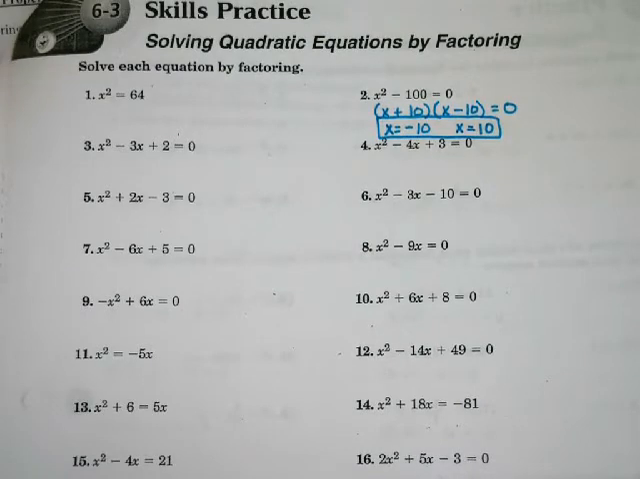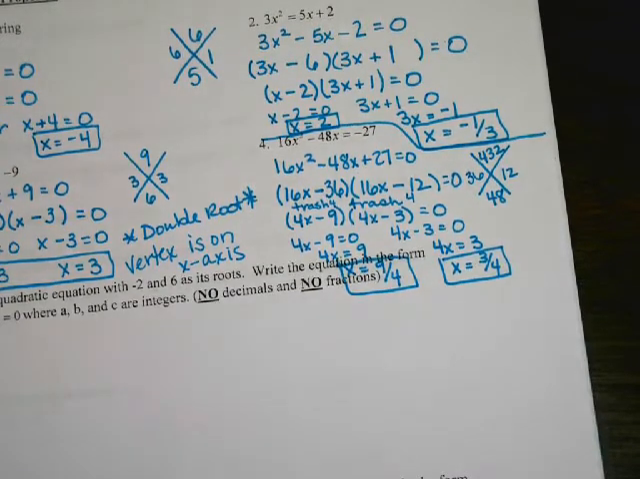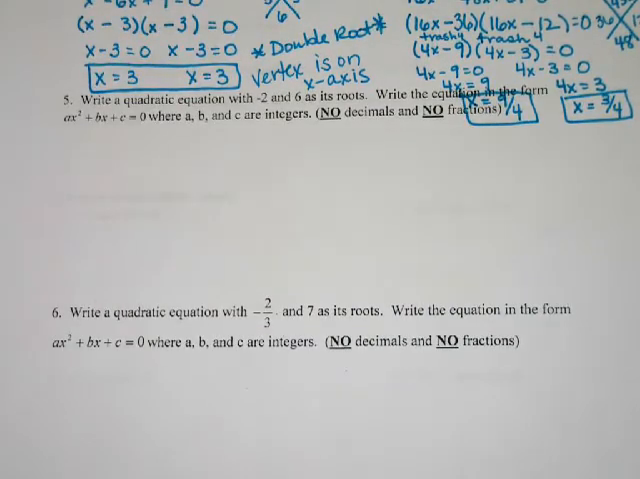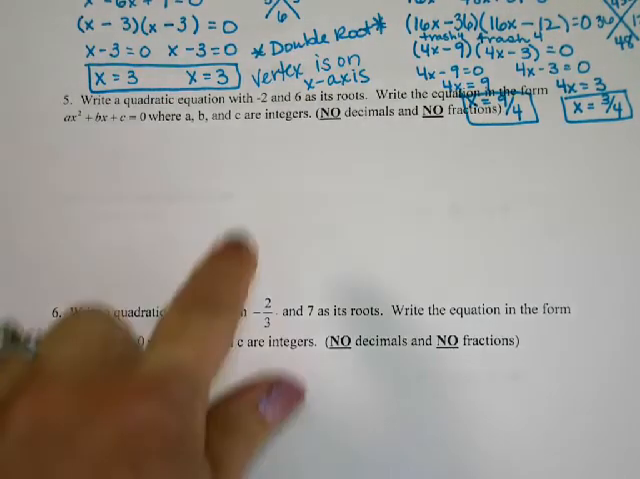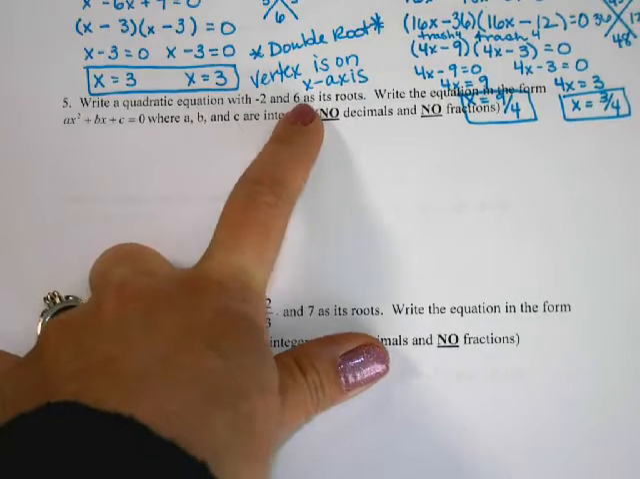Alright, now, let's go back and talk about number 5 and number 6. Number 5 says, write a quadratic equation with negative 2 and positive 6 as its roots. Write the equation of the form ax squared plus bx plus c, where a, b, and c are integers. That means no decimals and no fractions. This is telling you the answers. The roots, solutions, zeros. Remember, those all mean the same thing. So the answers are negative 2 and 6.